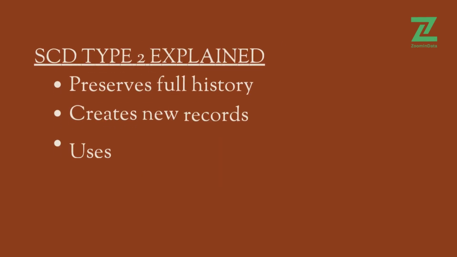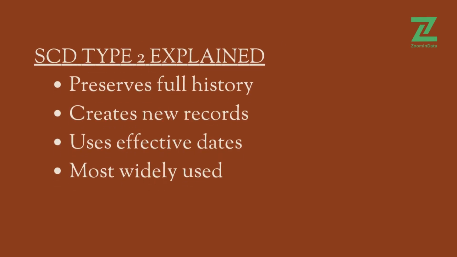SCD Type 2 is the most widely used approach. It preserves full history by creating new records. It uses effective start and end dates to track changes over time.